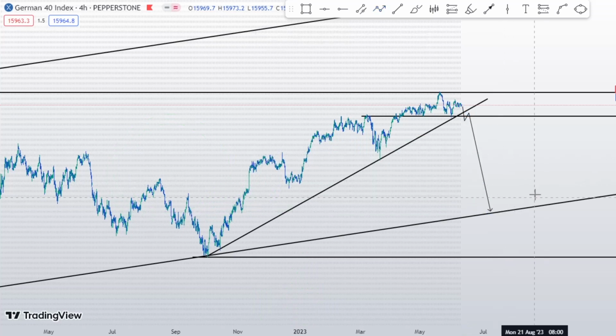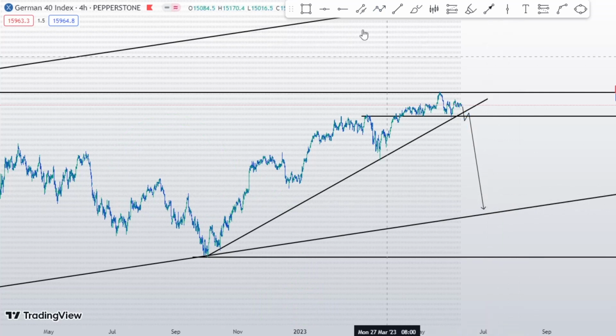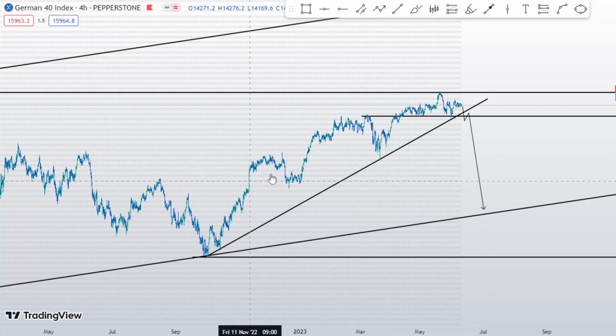Once it goes down, we're going to be looking at the trend line here. This is our first trend line here. And also don't forget, we have these levels here that we used as support and resistance, and we're going to be looking at them also. They are of importance.